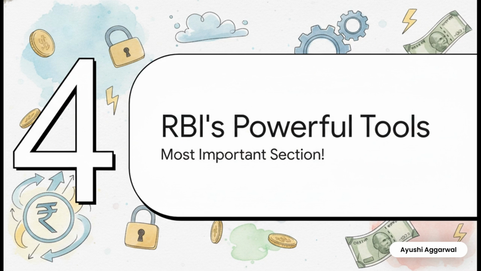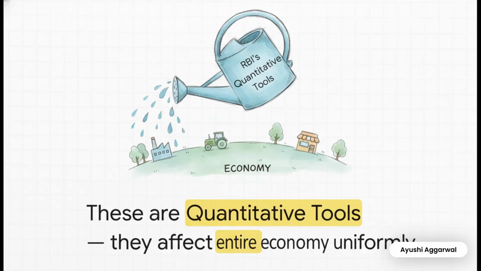So let's make sure we break down each one step by step. The tools we're about to get into are called quantitative tools. Now, don't let the name scare you. Quantitative just means that when these tools are used, their impact is economy-wide. They affect everyone, not just one specific industry or sector. And hey, even the term quantitative tools itself can pop up as an exam question, so you'll want to remember that.